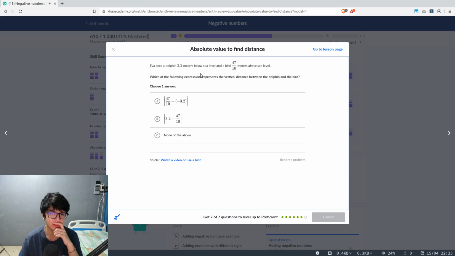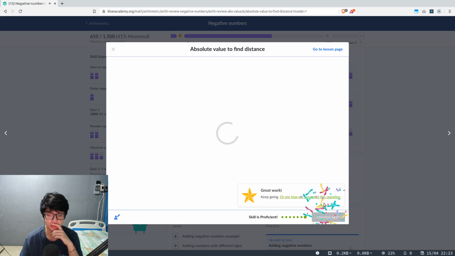Eva sees a dolphin 3.8 meters below sea level and a bird 47.10 meters above sea level. Which of the following represents the vertical distance? Okay. So negative 3.8, 47.10 minus. Yeah, it's pretty much.